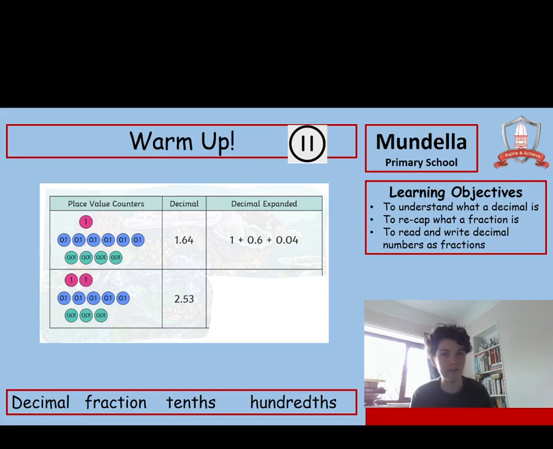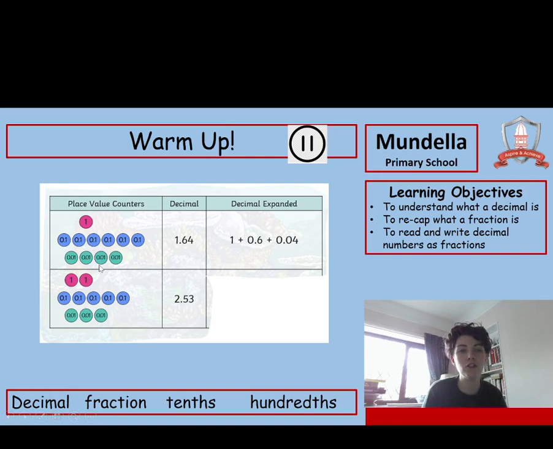Okay, look very carefully. Here we've got our place value counters and we've written it as a decimal number and then we've expanded it. So here we've got 1 whole, 6/10 and 4 hundredths, so it's 1.64. When we expand it, it means we're kind of pulling it apart to see what makes what. So we've got 1 whole plus 0.6 plus 0.04.